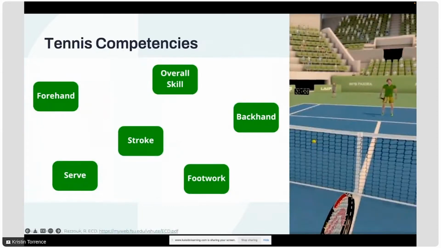All right, so let's try it out. This is an example from one of Dr. Valerie Shute's papers. So let's say we want to make a claim about someone's overall tennis skill. Here's some of the variables that we may want to consider. So there's forehand, there's serve, stroke, overall skill, footwork, and backhand. So given this array, how might you organize a competency model?